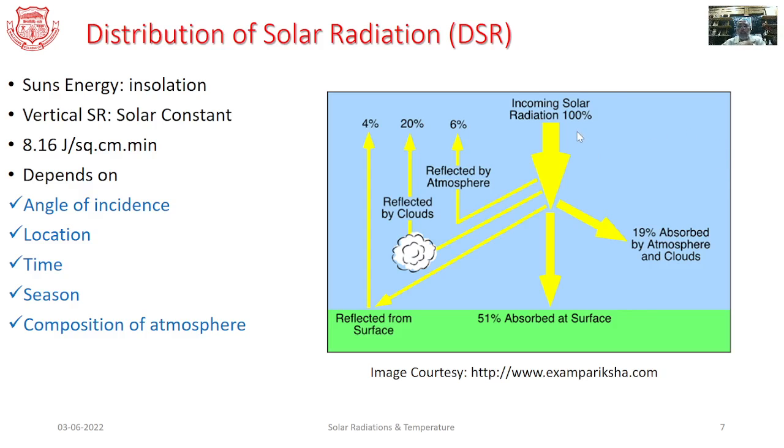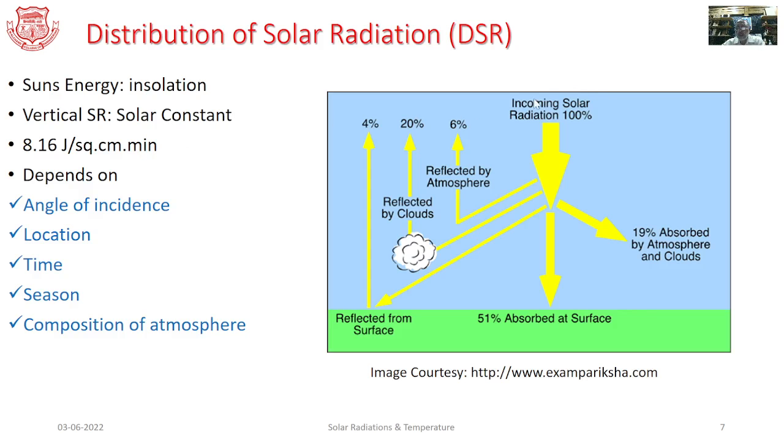So as we discussed previously about the insolation, the energy being received is in terms of this insolation. If we consider the surface which is receiving the energy and placed perpendicular to the direction of this energy, the amount of the energy received can be considered in terms of the solar constant, which is 8.16 joules per square centimeter per minute.